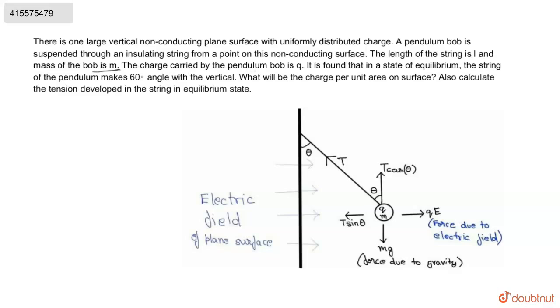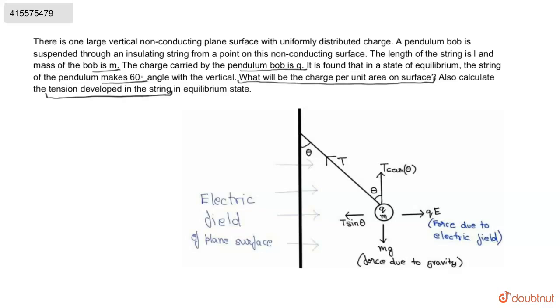The charge carried by the pendulum bob is Q. It is found that in the state of equilibrium, the string of the pendulum makes a 60-degree angle with the vertical. What will be the charge per unit area on the surface? This is our first part that we have to find. Also calculate the tension developed in the string. This is the second part.